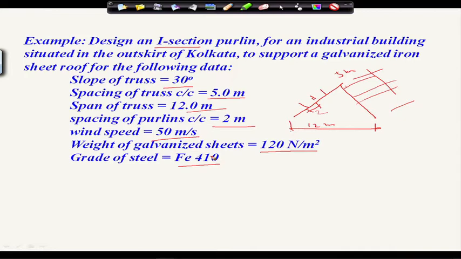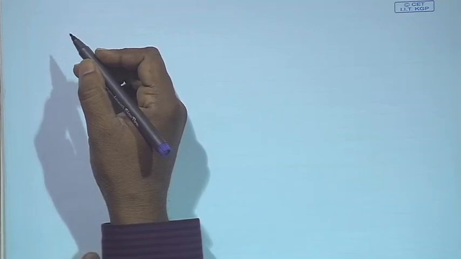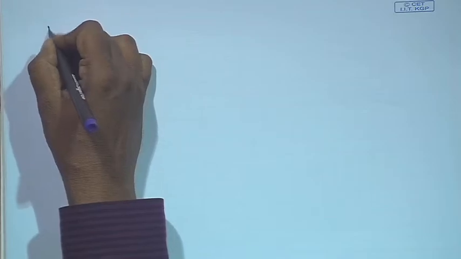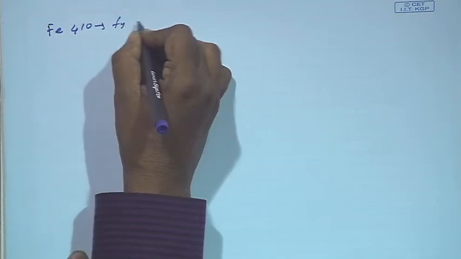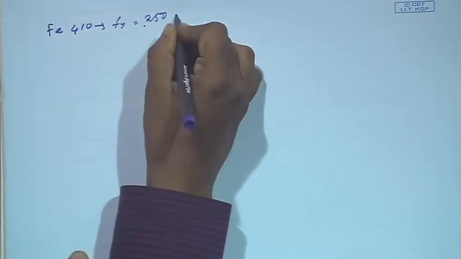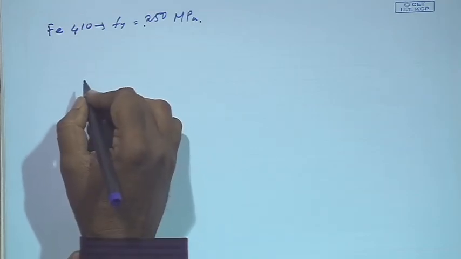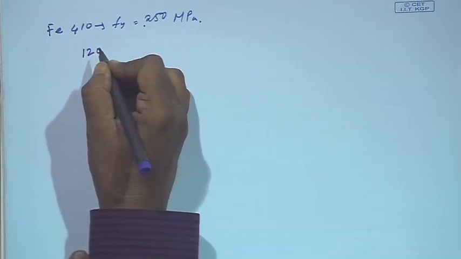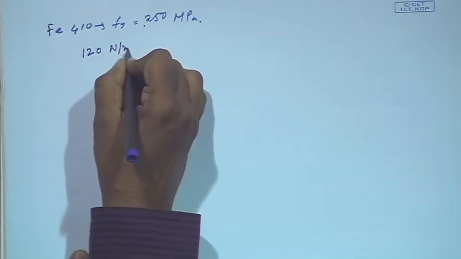So, considering this data, let us try the design of the purlin section. For Fe 410 grade of steel, Fy we know is 250 MPa, and the weight of galvanized corrugated iron sheet was 120 Newton per meter square.